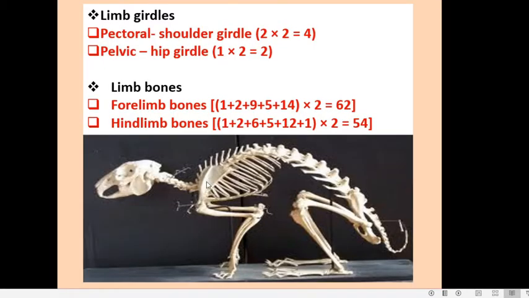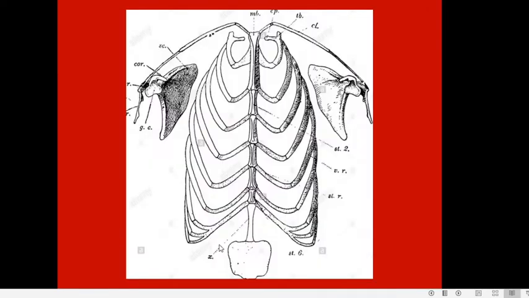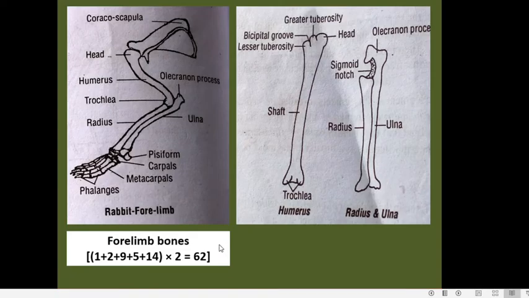Here also you can see the scapula. So this is how the scapula is attached, and here is the cavity where the forelimb bone comes and fits into, and the name of that cavity is called the glenoid cavity. Now we will move on to the forelimb bones.